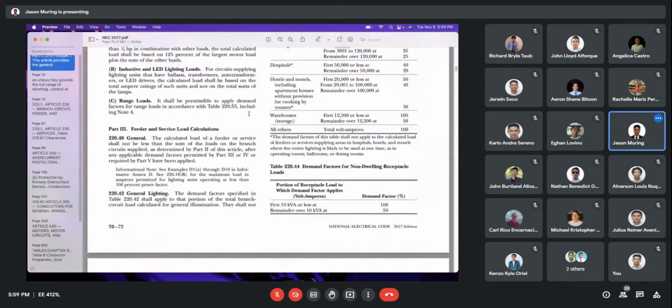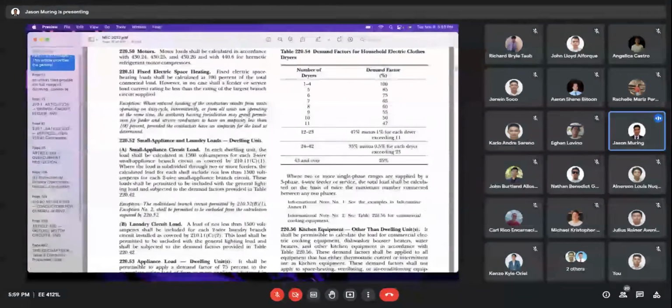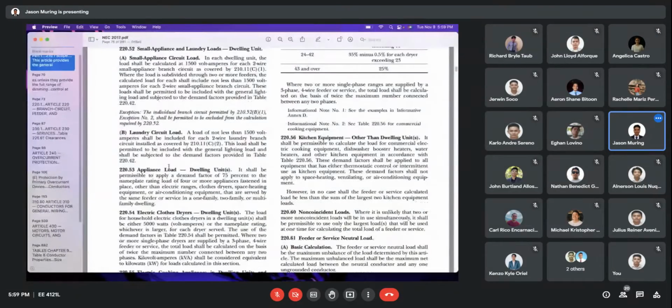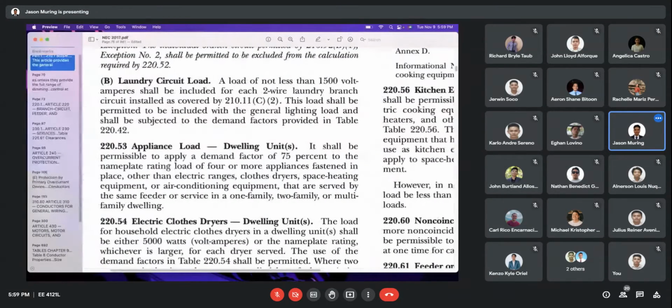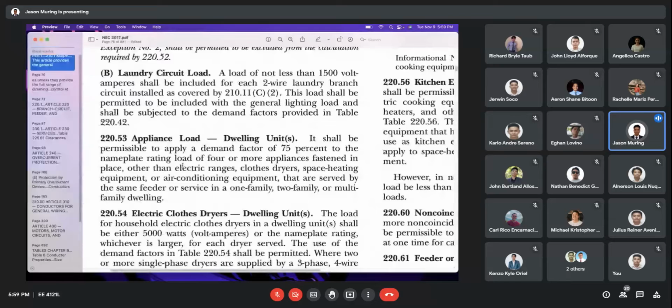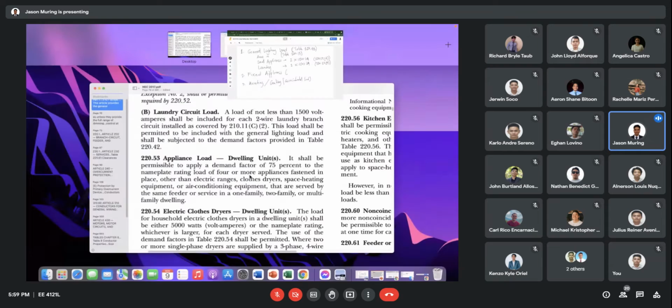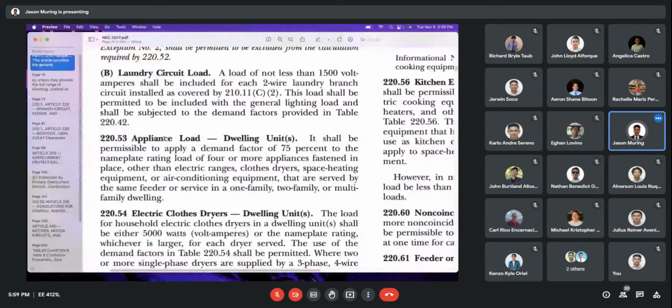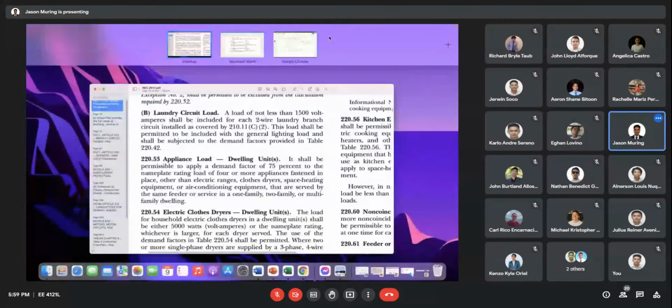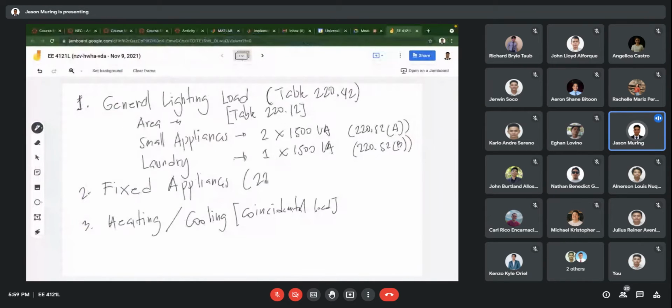Then, appliance load. This is what we mentioned by conditional fixed appliance. So we first handle the appliance load. It's actually in 220.53. So what are these appliance loads?